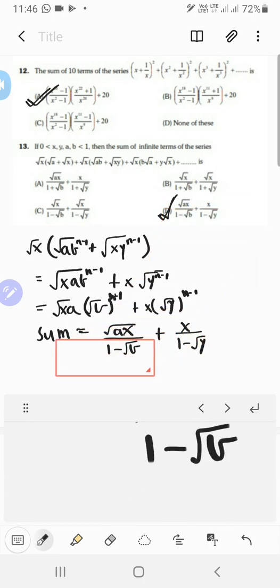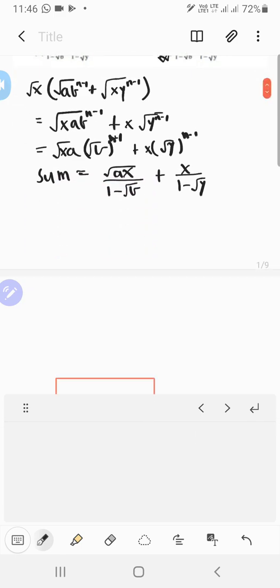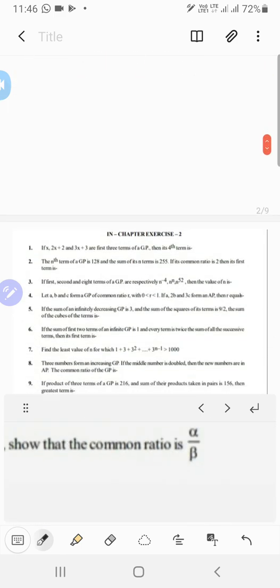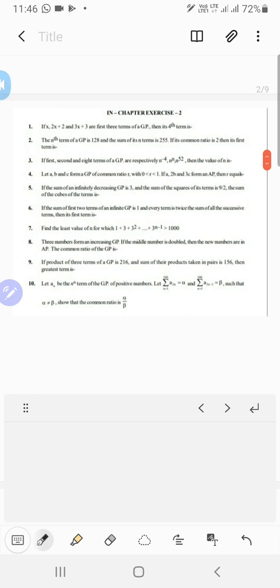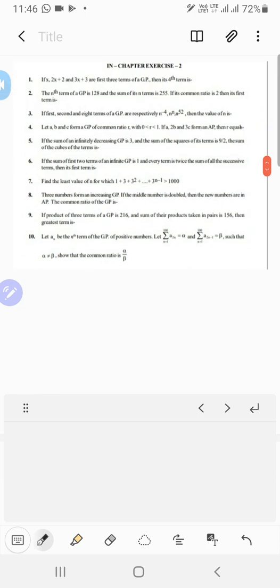Okay, so now let's move on to the next question. These are 10 questions. We are going to solve all of them. The first is that x, 2x plus 2 and 3x plus 3 are the first three terms of a GP, then its fourth term is. So there you go.